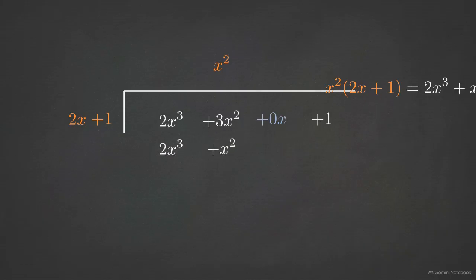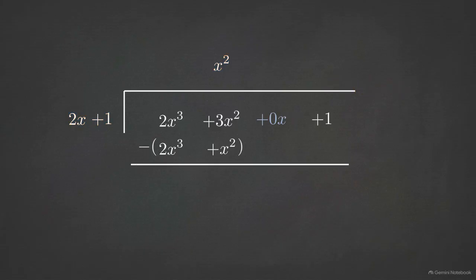We move to the subtraction phase. By subtracting the entire expression, we ensure the negative sign applies to both the 2x cubed and the x squared. The leading terms cancel to 0. 3x squared minus x squared leaves 2x squared. We then bring down the remaining terms to form a new working polynomial. We check the degree of this new line.